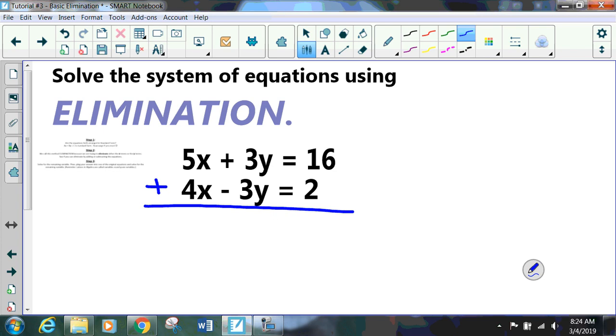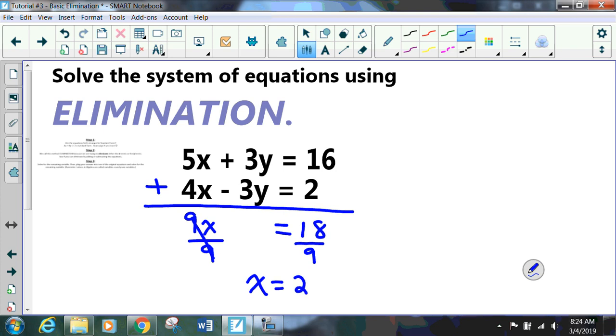So here's what we're going to do. 5x plus 4x is 9x. 3y plus negative 3y. If I put in my calculator 3 plus a negative 3, what would I get? I get 0. Another way to just look at this is 3y minus 3y. It's gone. I'm not going to put 0y, I'm just going to leave it blank. I'm going to bring down my equal. And then 16 plus 2 is 18. Then I'm going to go ahead and divide both sides by 9, and I'm going to get x equals 2.